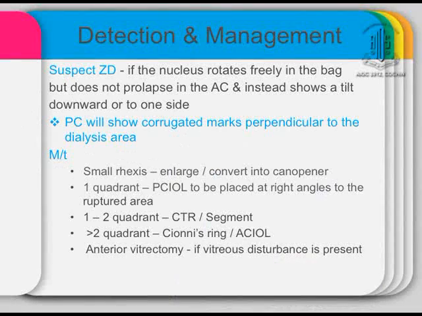Now, detection is very important. Always suspect a zonular dialysis if the nucleus rotates freely in the bag but does not prolapse into the anterior chamber, and instead shows a tilt downward to one side. The posterior capsule will show a corrugated mark perpendicular to the dialysis area. Management is already dealt with by Dr. Ganesh, so I won't go into it.